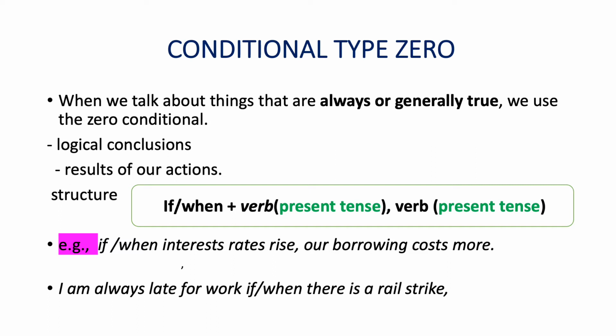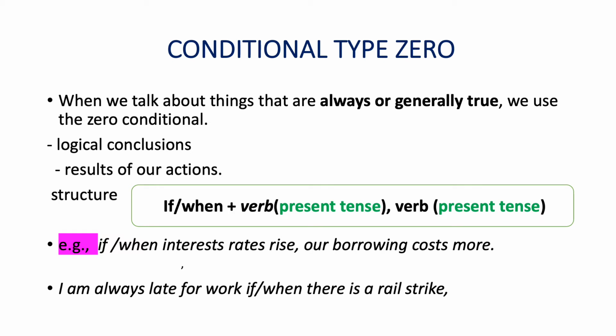I'm always late for work if there is a rail strike. Here we have I am, here to be is in present, okay. This is the consequence or the result clause. Here we begin with the result clause, then we move to the if clause, okay. So you see here the formula is different, okay.